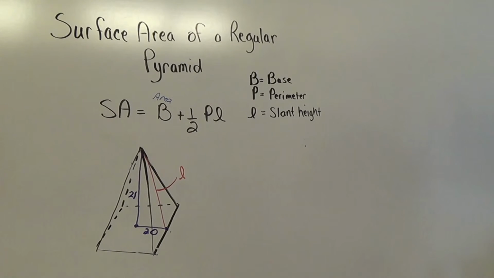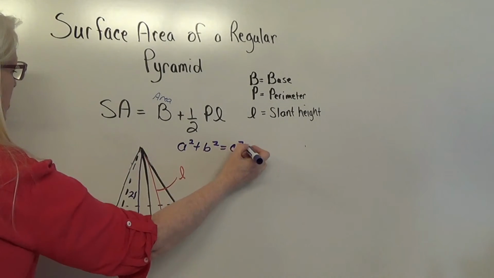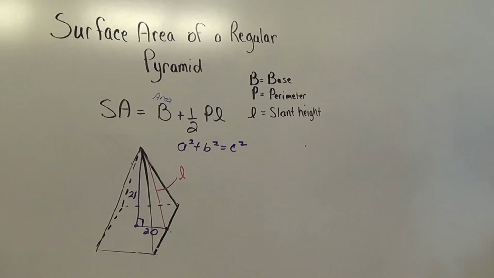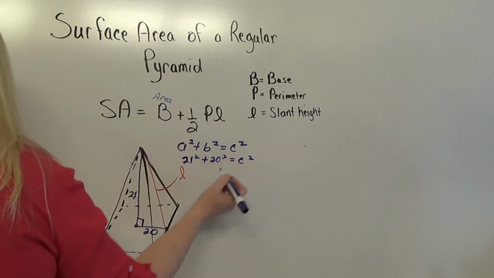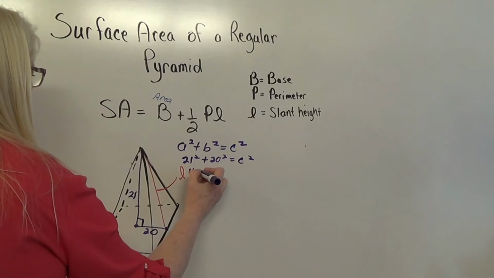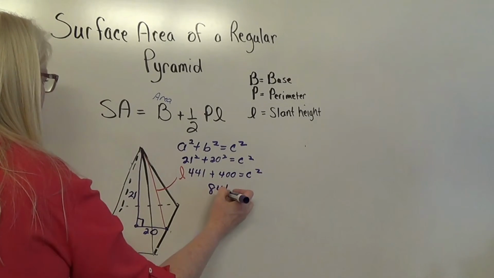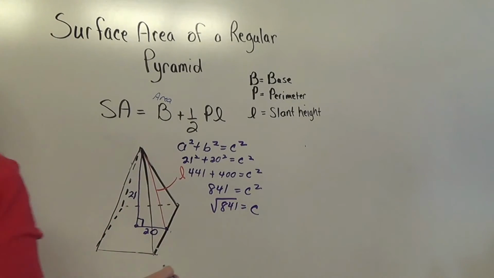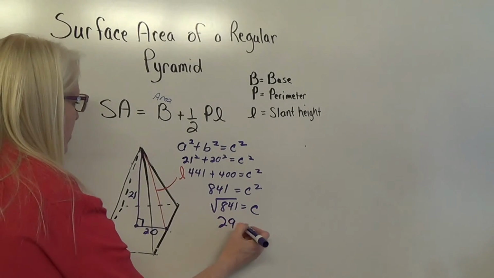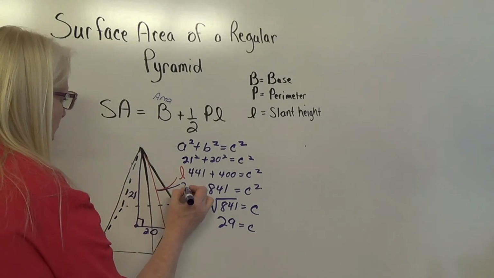And if I wanted to find my slant height, this is going to be pretty fun because this is a right triangle. So I can use a squared plus b squared equals c squared, the Pythagorean theorem, to find this slant height, which is the hypotenuse. So I've got 21 squared plus 20 squared equals c squared. And 21 squared is 441, and then 20 squared is 400, of course. That equals c squared. And then that would be 841 equals c squared. And then to find c, I would take the square root, and the square root of 841 is 29. So it's really easy to find the slant height. So that would be 29.